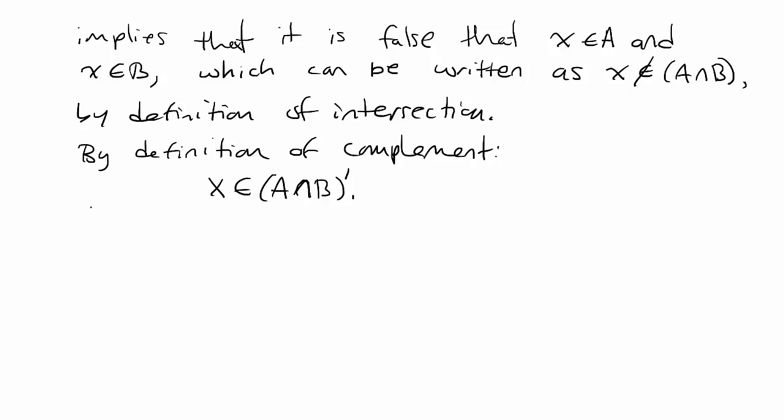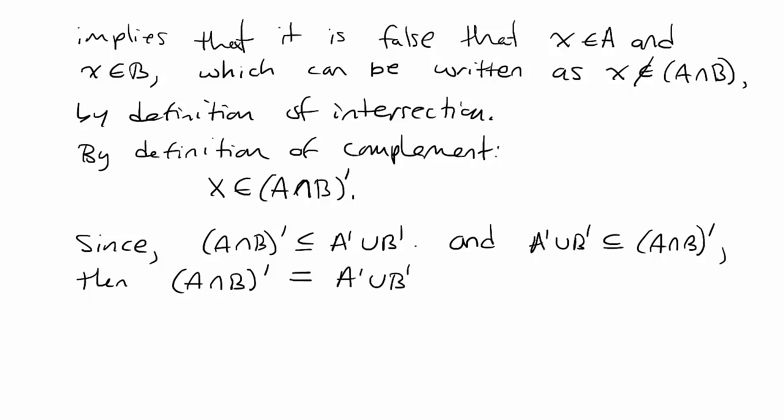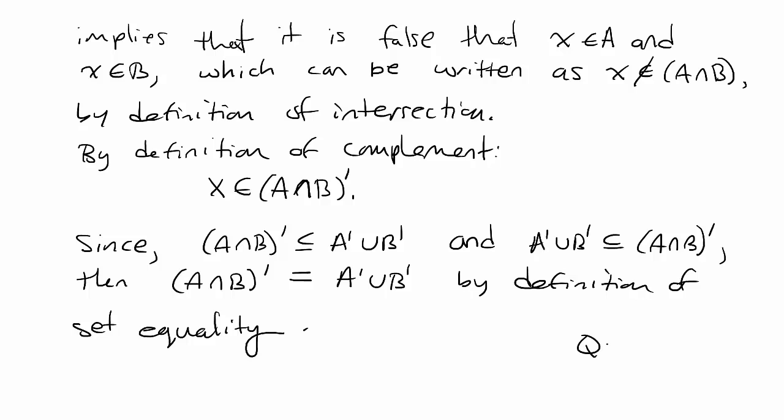Okay, now we're concluding the whole proof, so we're going to say since A intersected with B complement is a subset of A complement union B complement, and A complement union B complement is a subset of A intersection B complement, then these two things are equal. By definition of set equality. And we are done. QED.